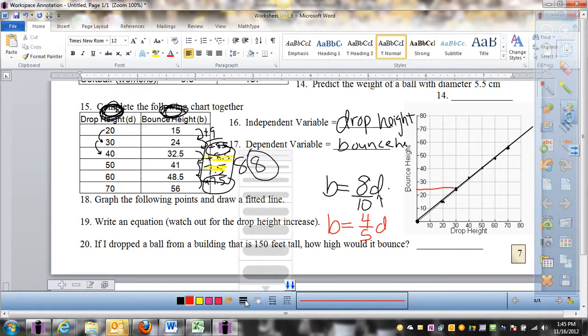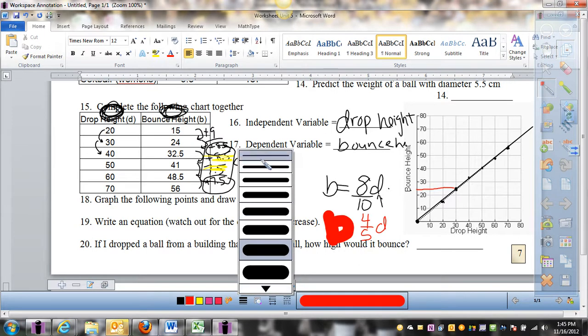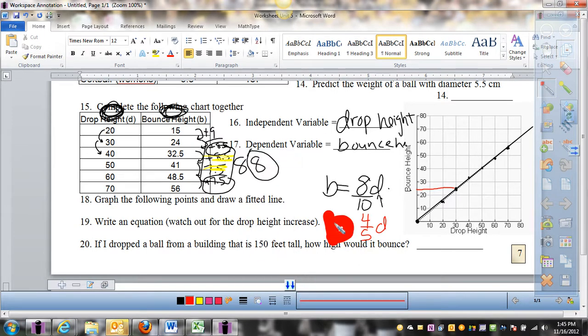Alright, so now we've got our bounce height. I wonder, would this thing highlight? Oh, it just covers it up. Anyway, I don't want to do that. We got our bounce height equation. Oh, geez. I gotta learn how to use this thing. There you go. Bounce height equals 4/5 times the D.